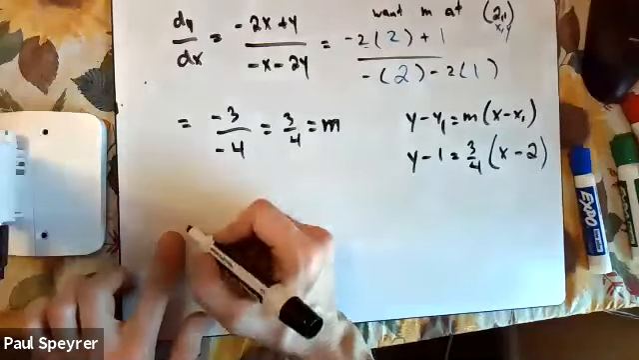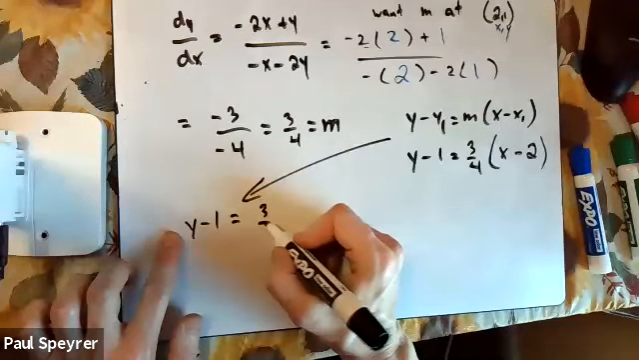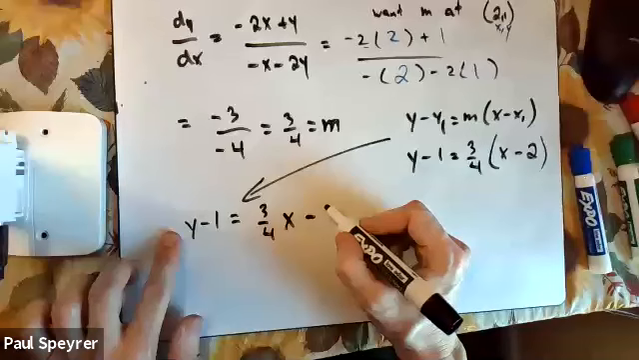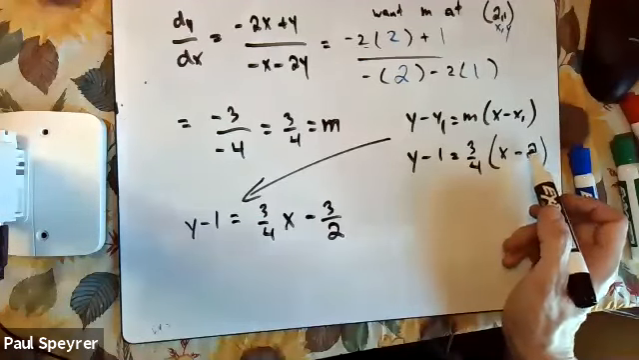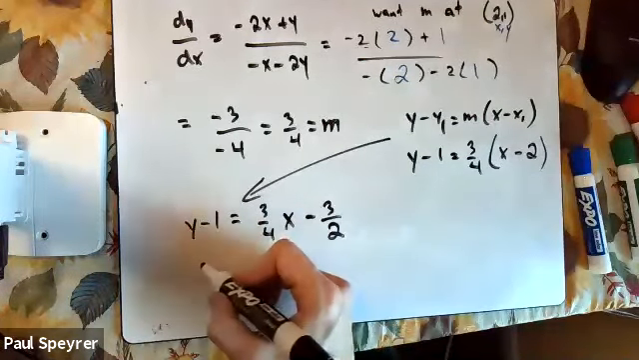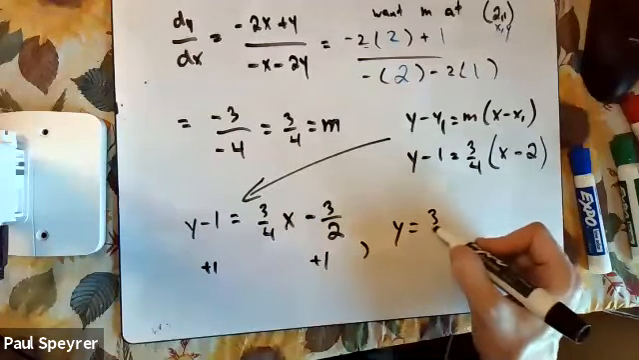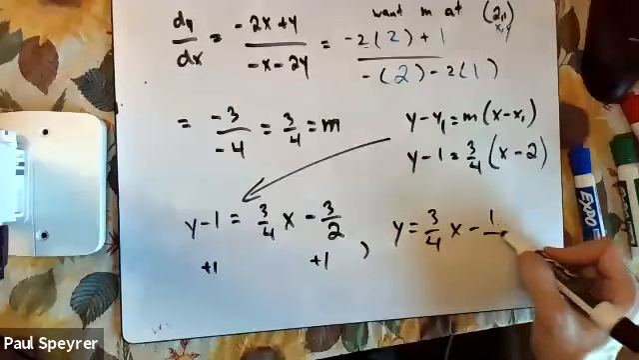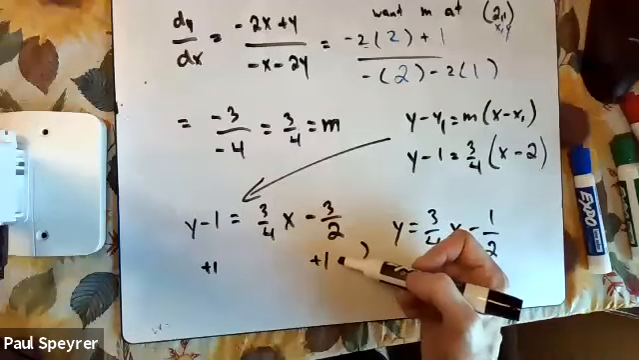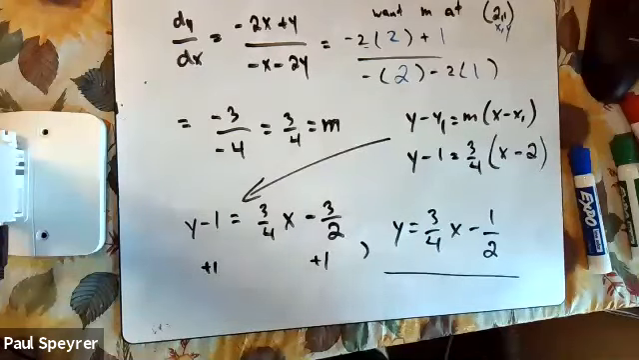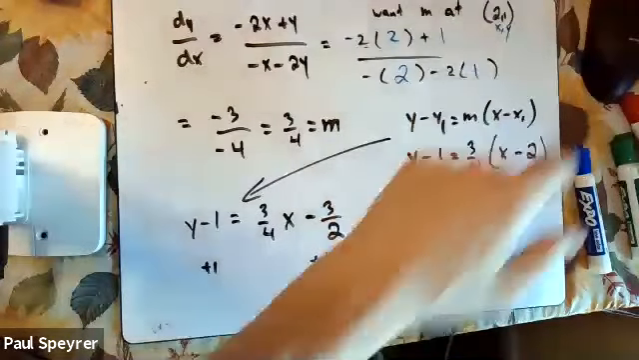So I'm going to come over here now. So we have y minus 1 equals 3/4 x minus 3/2, right? Because 3/4 times negative 2 is negative 6/4, which reduces to negative 3/2. And then we add 1. Now we get y equals 3/4 x minus a half, right? Negative 3/2 plus 1 is the same thing as negative 3/2 plus 2/2, which gives you negative 1/2. So that is your equation of the tangent line that runs through that specific point 2 comma 1.